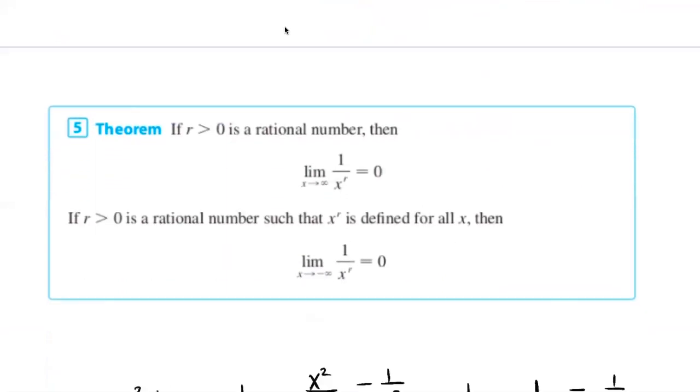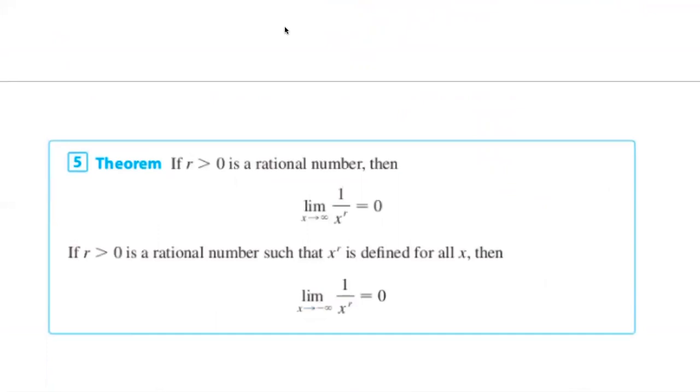The preamble in this theorem about r being a rational number and things being defined, it just means that we're taking powers. You can't take square roots and so on of negative numbers. So I'm going to gloss over all those details and just say that these expressions are defined. So what am I looking at? I'm looking at 1 over x to the r, and the r is a positive number.